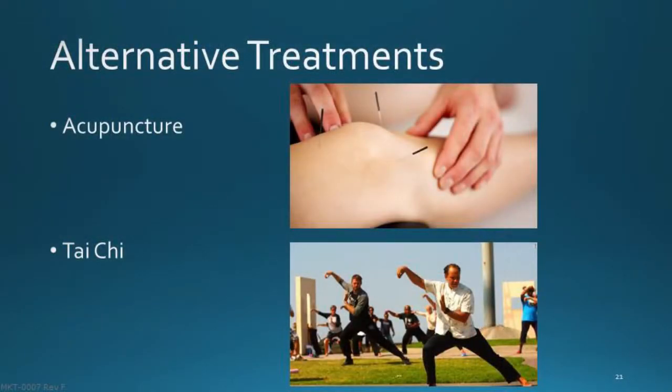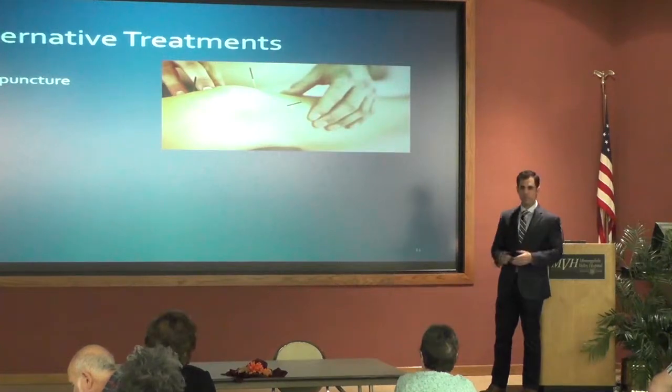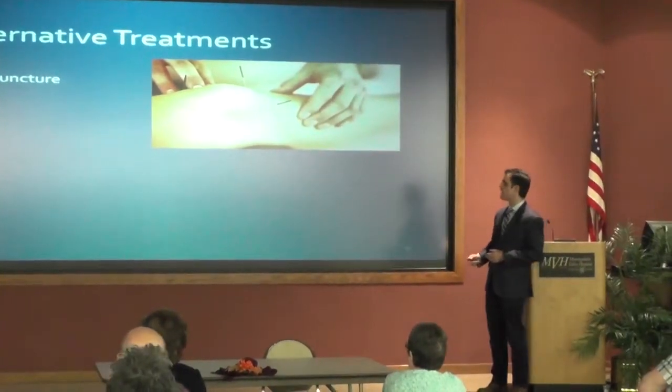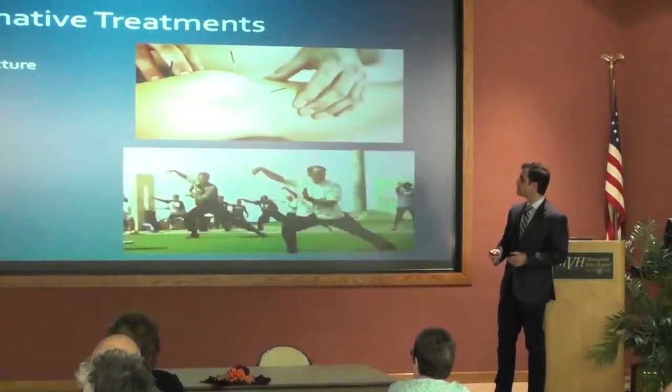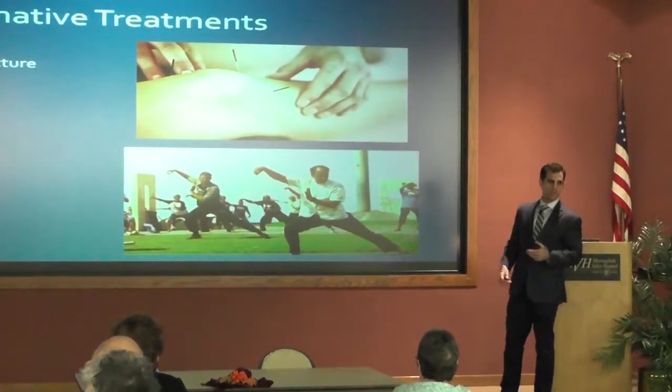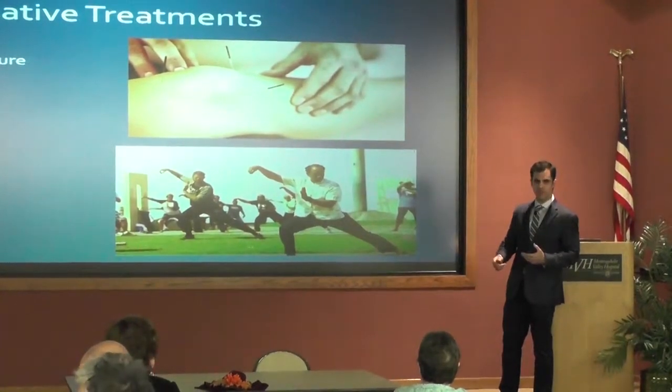Alternative treatments, these are more Eastern philosophy type treatments. Evidence is okay for these. Some people get great relief with this, sometimes it's worth a try. Acupuncture focuses on the energy centers of our body, and Tai Chi is a form of martial arts that focuses on slow movements of the joints.